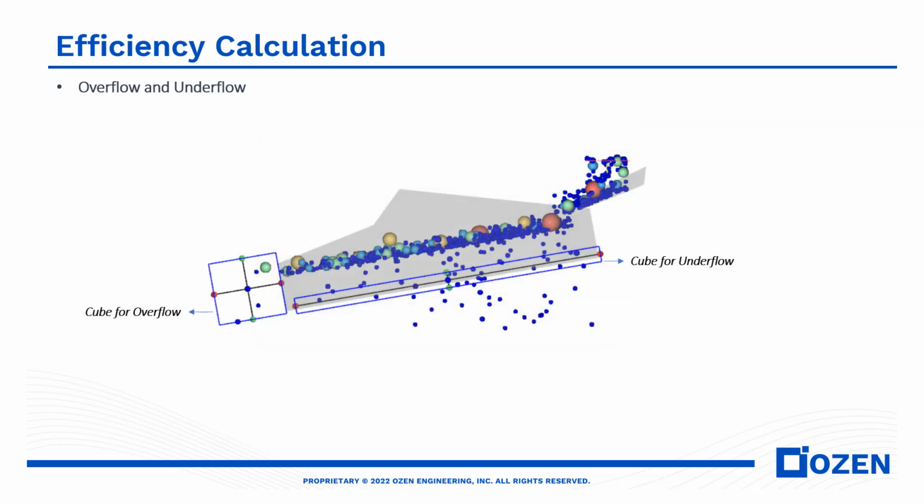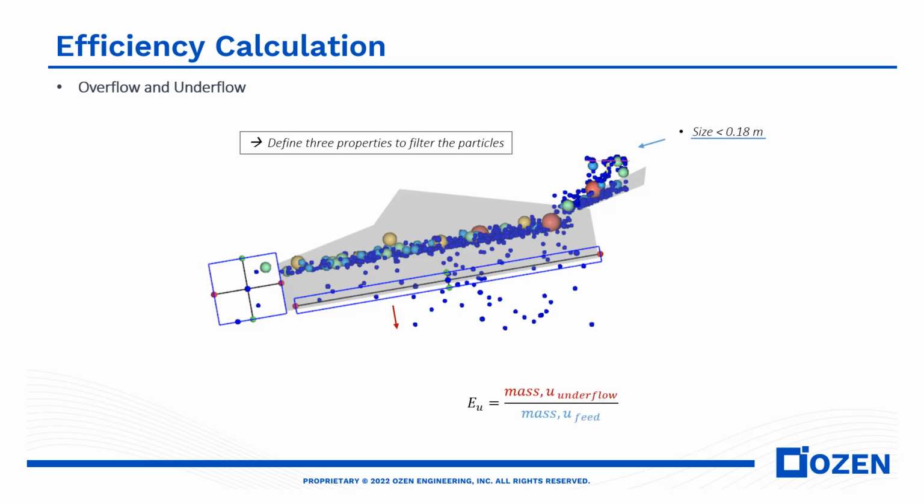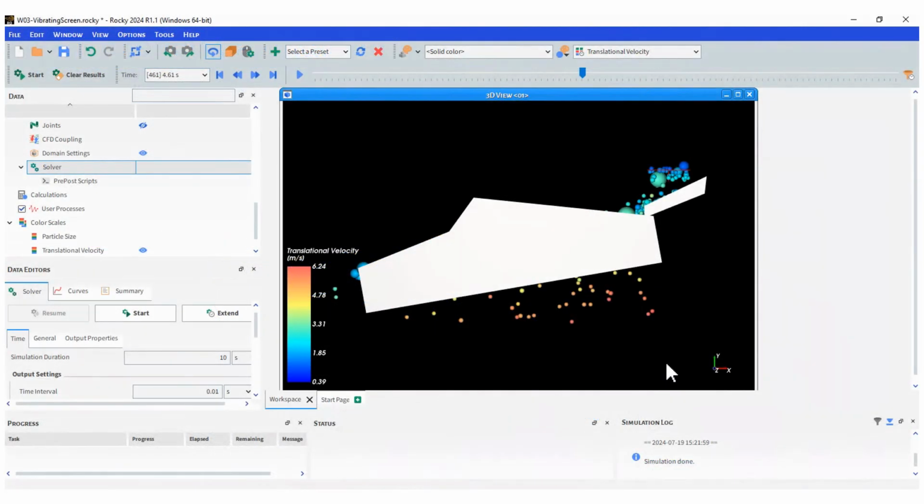For achieving this in ANSYS Rocky, we have to create two regions to quantify the particles and create three properties to filter those particles. Here you see a graphical explanation of the mass information needed for the efficiency calculation. So now, let's create the two regions first.